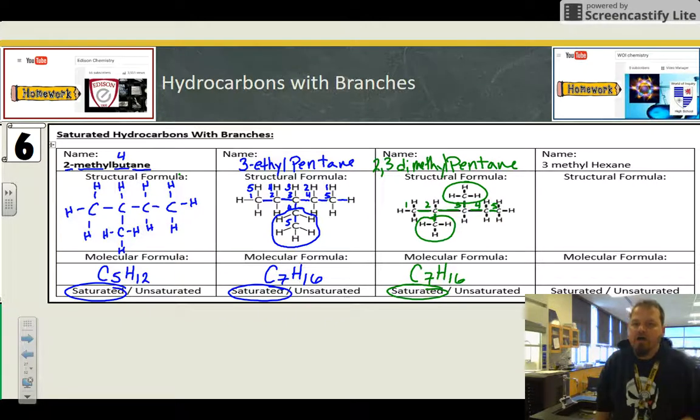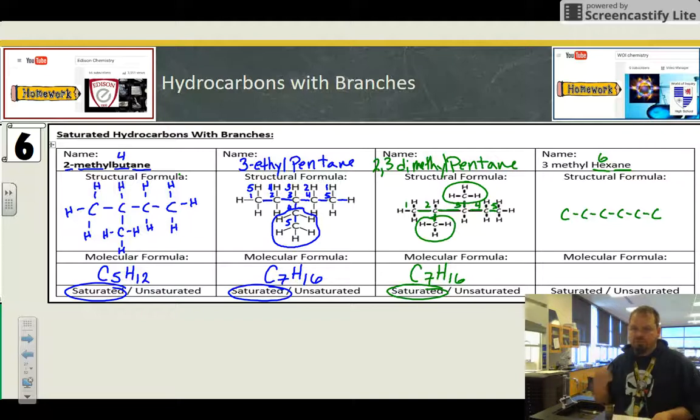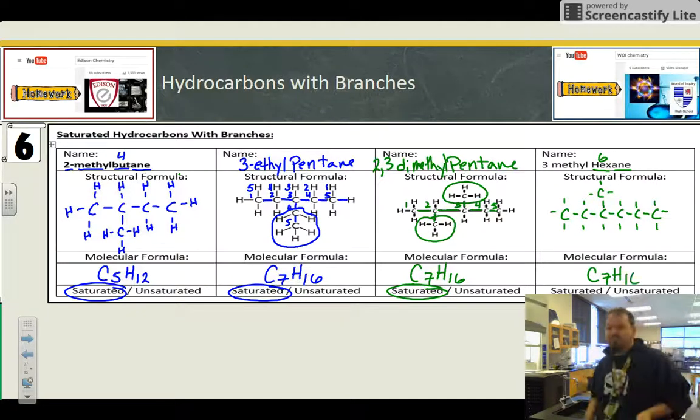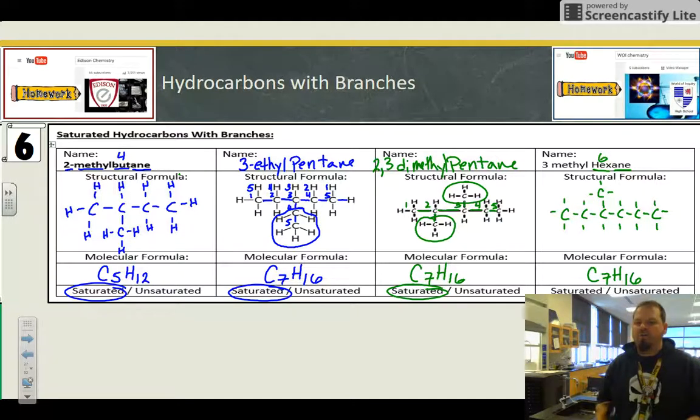Hexane, 6 carbons, single bonded. It's easier to go this way from the name to the structure. It's faster. And on the third carbon, there's going to be a methyl group, which is a 1 carbon side chain. Fill it up with hydrogens, and we're done. See, it's easier to draw them from the name than name them from the drawing, but we need to be able to do both. And of course, it's saturated because it is all single bonded. I got to put all these H's in.